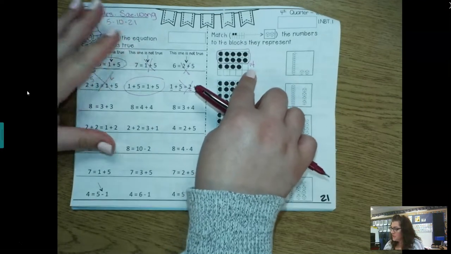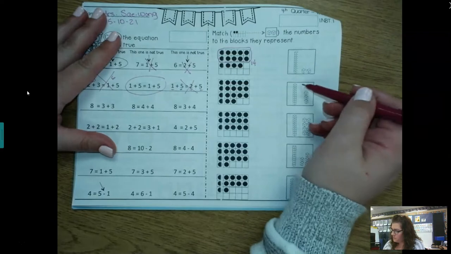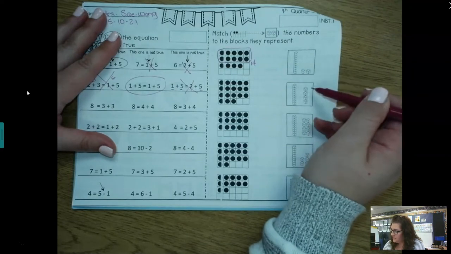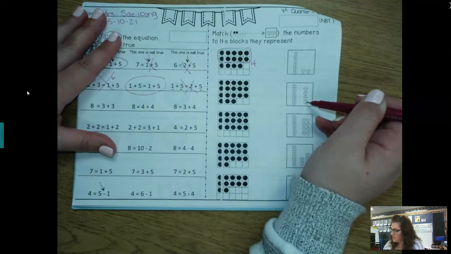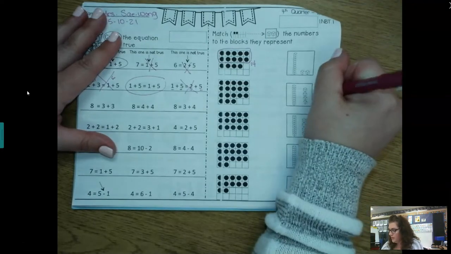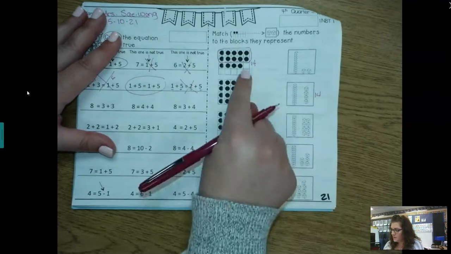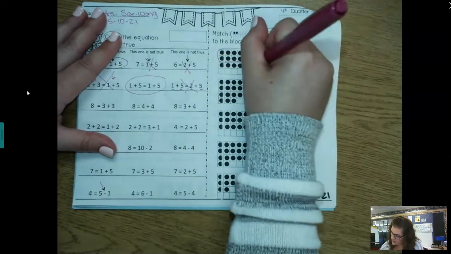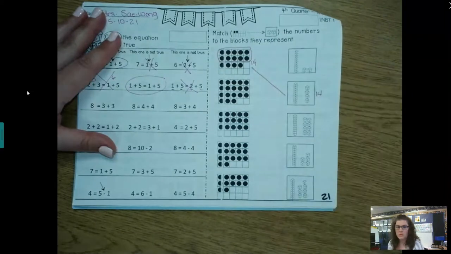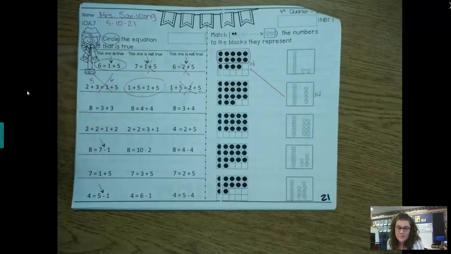Nope. So then let's keep on moving. So we have 10, 11, 12, 13, 14. Hold on. We have 14 blocks. We have 14 in our 10 frames. I'm going to draw a line right there because those are the same.